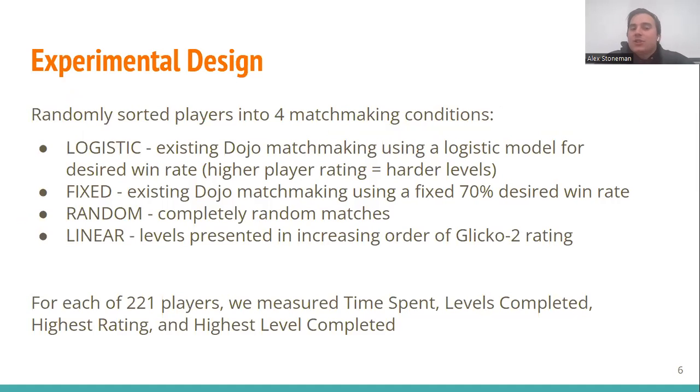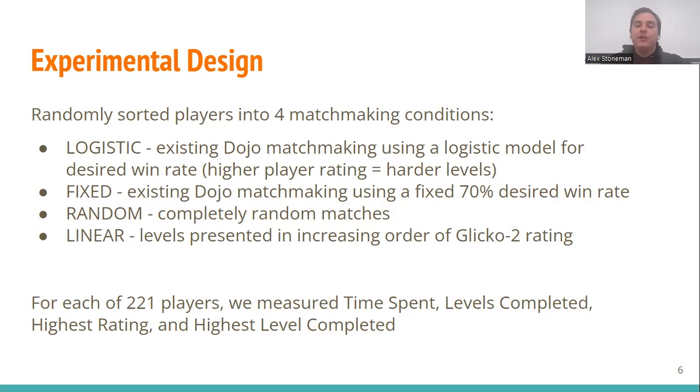So we just randomly sorted Dojo players into 4 matchmaking conditions. 2 of them involved player-level matchmaking. The first used the existing difficulty model, which was a logistic curve in which, as players' ratings got higher, they had a lower and lower desired win rate. And we also used a fixed difficulty model in which every single player for every single match, independent of their ratings, had a 70% desired win rate. We also had 2 control conditions. One was random matchmaking, and the other one was a static linear level ordering in which the levels were just ordered by increasing Glicko-2 rating.